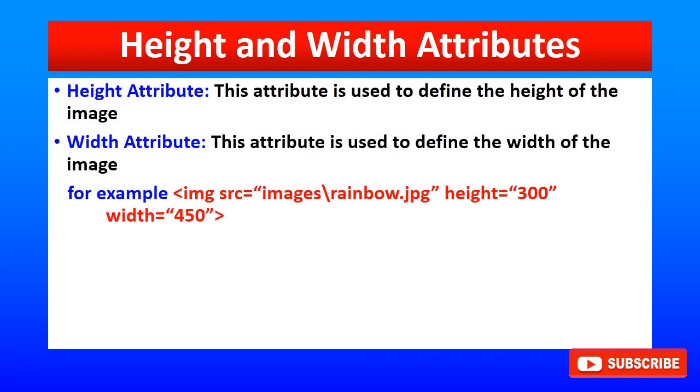Now there are two options. Suppose I type height is equal to 300 and I don't type width is equal to 450, then on its own the width will be adjusted according to the previous ratio of the image. And I generally suggest that if you are typing height, then don't type width, and if you are typing width, then do not type height. Do not type both the things together, otherwise it may spoil the aspect ratio of the image. Now we will do the practical of both the things, height and width, and also of alt.